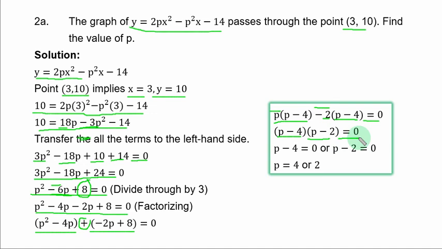You equate each factor to 0, that is p minus 4 equal to 0 or p minus 2 equal to 0. If you transfer the constant terms respectively, you have p equal to 4 or 2.